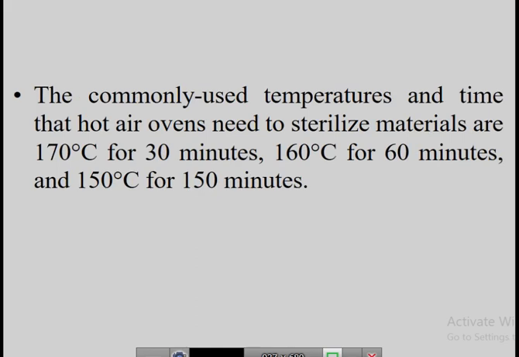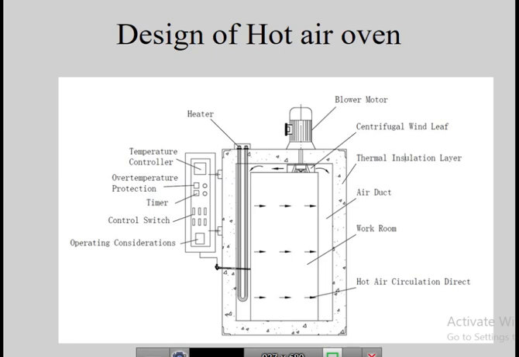Just now I told you the temperature-time relationship for the hot air oven is comparatively very high. Here you can see the design of a hot air oven. It is frequently used in the microbiology laboratory. You can see there is a motor blower, then a heater, then a working room air duct, a thermal insulation layer, and a control panel in which you can set the desired temperature and time. Also, a temperature control system is there.